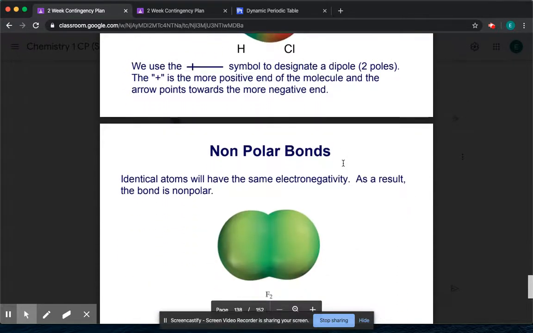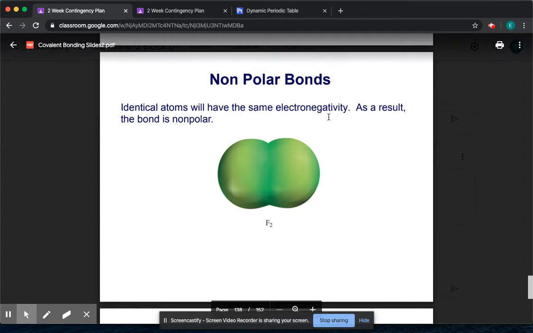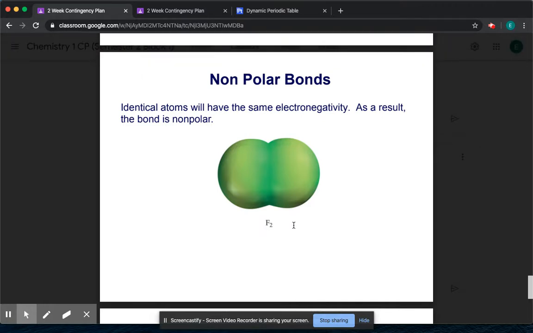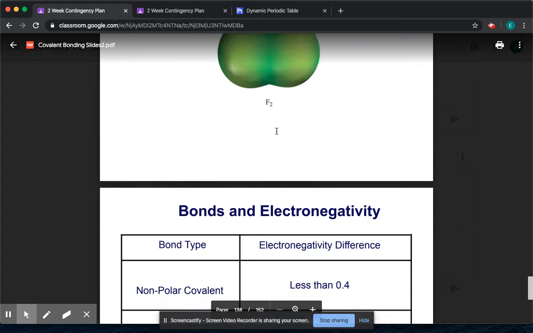If you have the same element, like in oxygen where it's O2, nitrogen where it's N2, chlorine where it's Cl2, things like that, if they're the same, that means they have the same electronegativity. And if they have the same electronegativity, that means the pull on the electrons is equal. And if they're equal, then it just stays centered, and one side isn't more positive or negative than the other. So that's where nonpolar bonds come from.